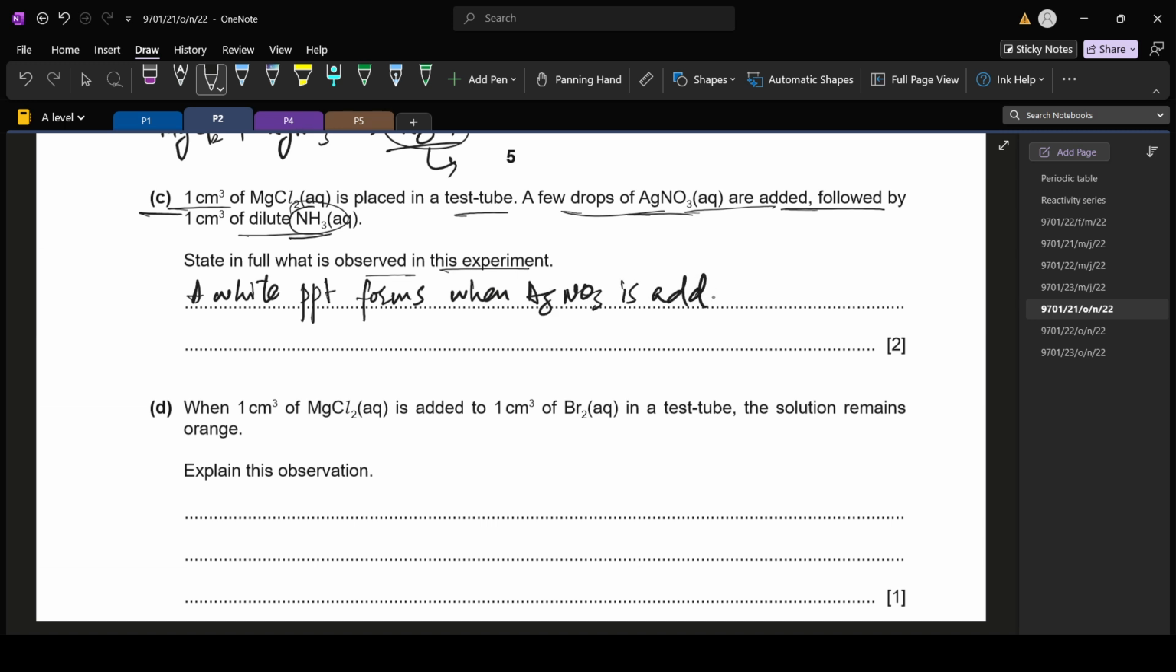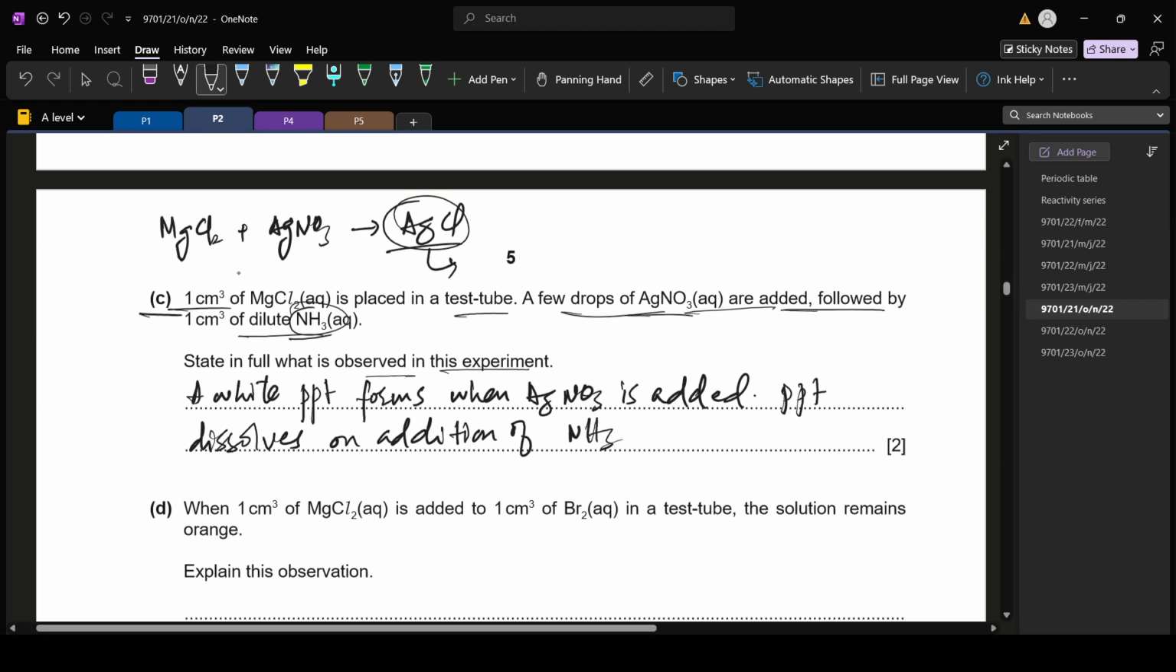Okay, then the precipitate dissolves on addition of dilute ammonia. So this is the observation, and this observation shows that this compound contains chloride ions. Chlorides give a white precipitate with silver nitrate: AgCl gives a white precipitate.